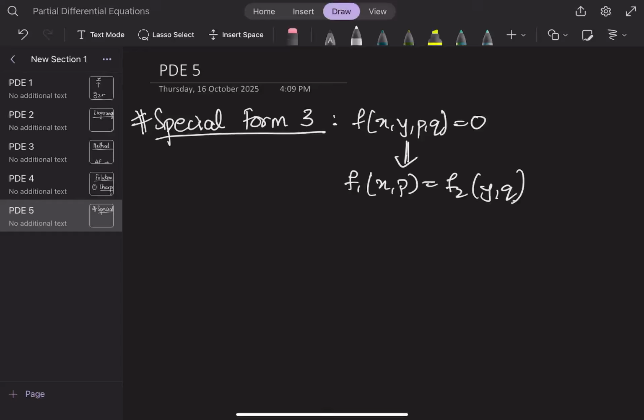Hey guys, let's start with the next special form. This is the form where you have terms of x, y, p and q and they can be written in this form. The x and p can be separated to one side and y and q can be separated to another side. So in this scenario, only your fz is 0.